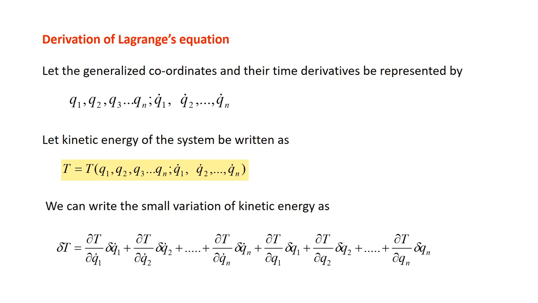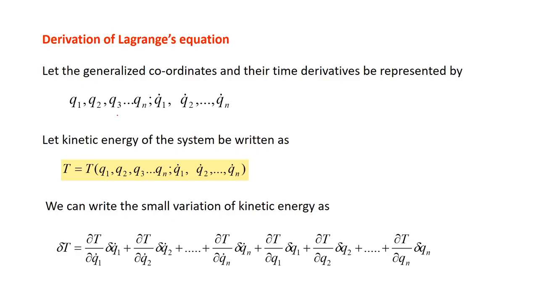So, if I want to derive Lagrange's equation, first let us assume that generalized coordinates are specified in the dynamic system: q1, q2, q3, ..., qn are the displacement coordinates, and q̇1, q̇2, ..., q̇n are the time derivatives of the displacement coordinates. Now, here displacement is a general term, it may include rotation also. So q1, q2, q3 etcetera, the generalized coordinates, are not restricted to translatory motion. Rotational motions are also included in the generalized coordinates.